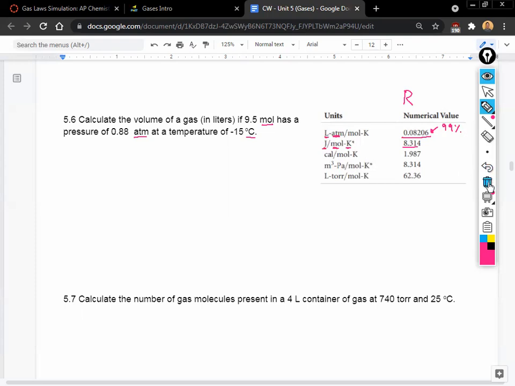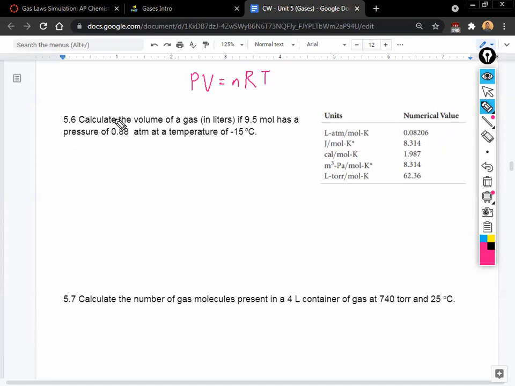All right, with that being said, let's use our ideal gas law for the first problem. It's PV equals nRT. It wants you to calculate the volume of a gas in liters if 9.5 moles has a pressure of 0.88 atm and a temperature of -15 degrees Celsius. If you feel confident doing this on your own, you can zone me out for a sec and try it out. But I'm going to go through it step by step so that we're all on the same page.